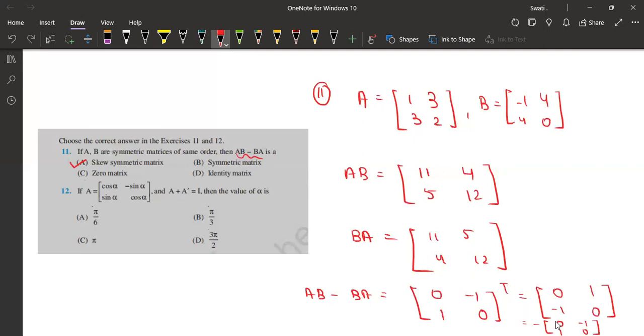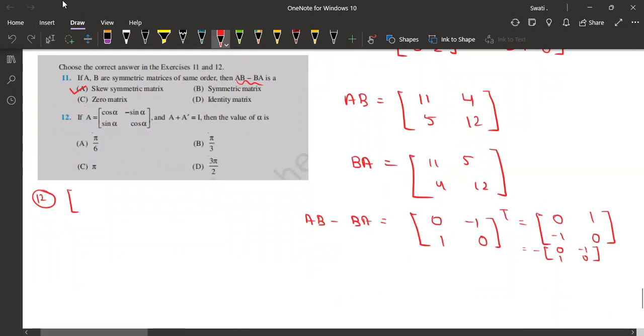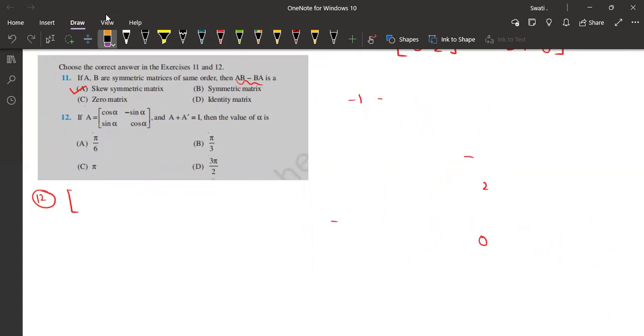Okay, the last question, and that is the 12th question. Let's do that as well. So we have matrix A given, and A plus A transpose equals I, and we have to find the value of alpha. Let me go a little below and erase this, and do the last question of today's video. So A is cos alpha, minus sin alpha, sin alpha, cos alpha, that is our A, plus A transpose.